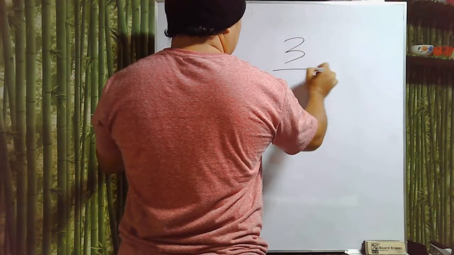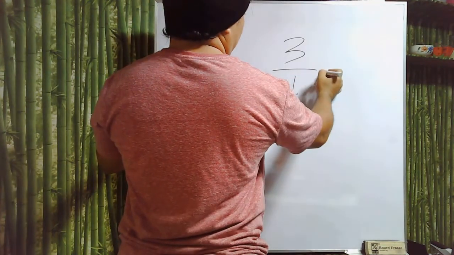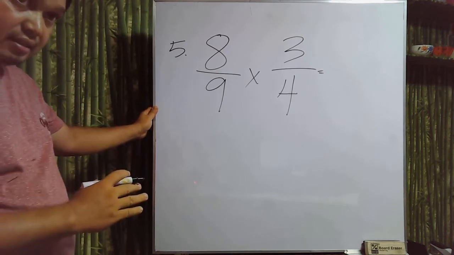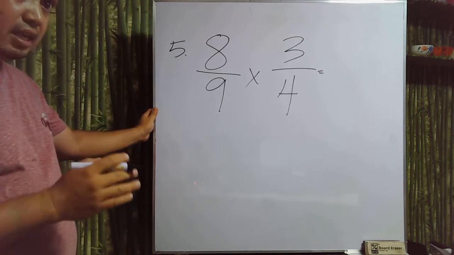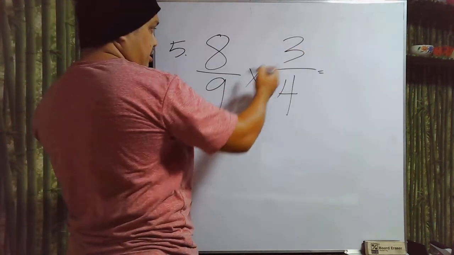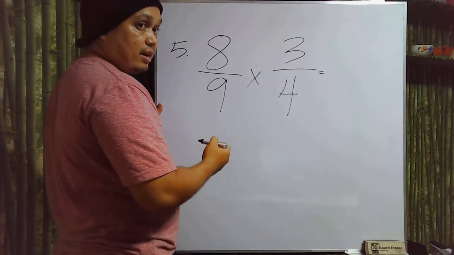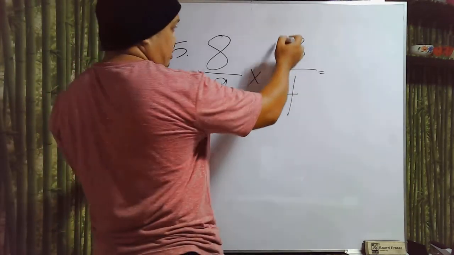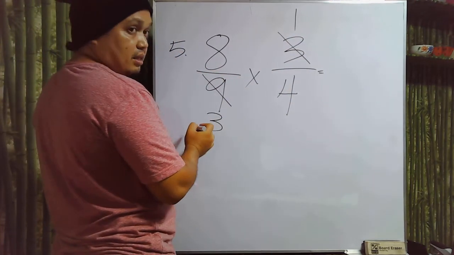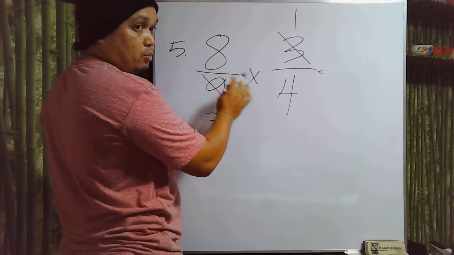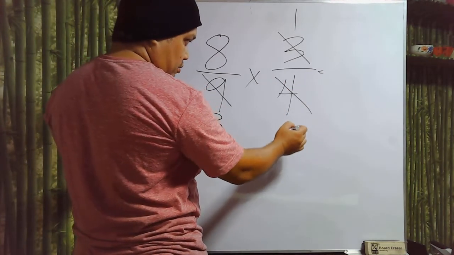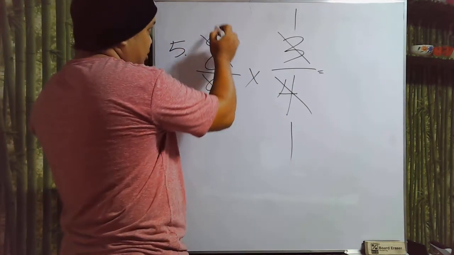Okay, 3 over 4. Now to answer this quickly, let's cancel the cross. Okay, let's multiply these two fractions using cancellation method. Okay, let's cancel the cross. 9 and 3 here can be both divided by 3. So let's divide. 3 divided by 3 is 1. Now 9 here divided by 3 is 3. Next, 8 and 4 here can both be divided by 4. Okay, so let's divide. 4 divided by 4 is 1, while 8 divided by 4 is 2.